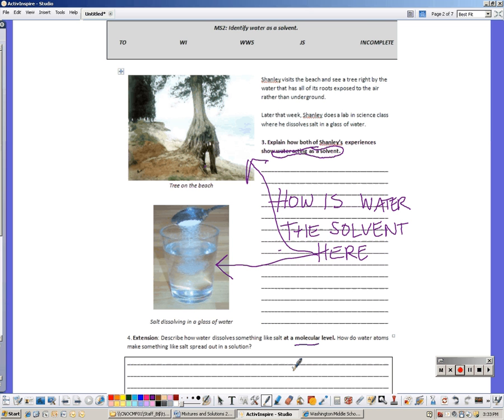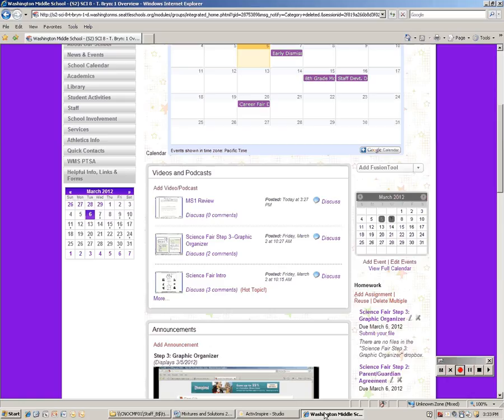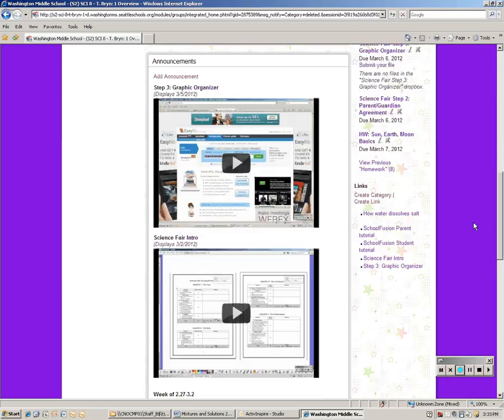So if you go to our Fusion page, and you go down to the links category right here, if you click on this link, how water dissolves in salt, it will take you to that exact same YouTube video that we watched in class.